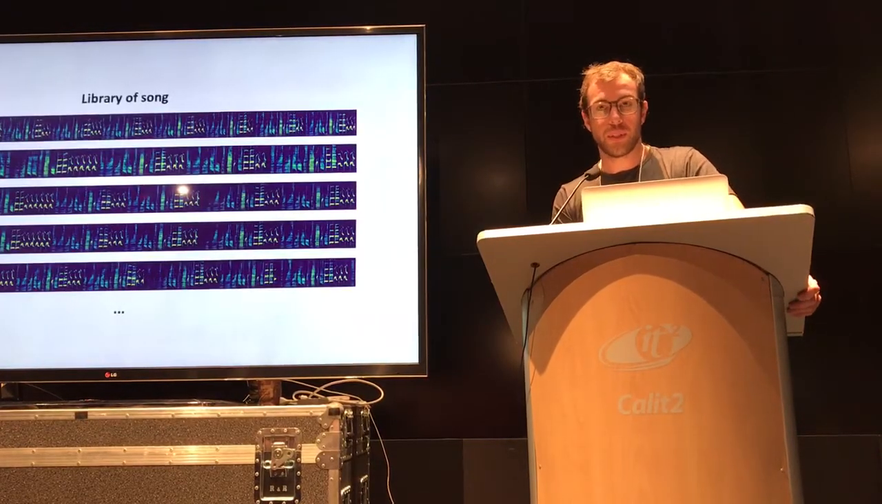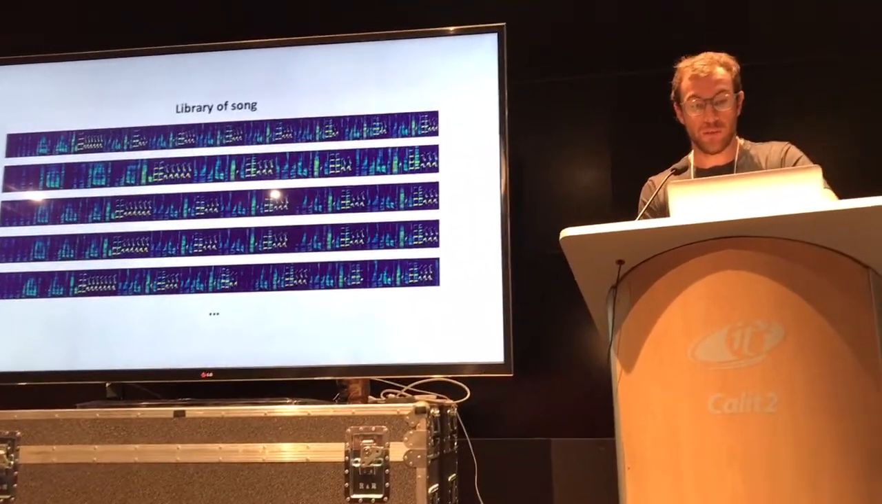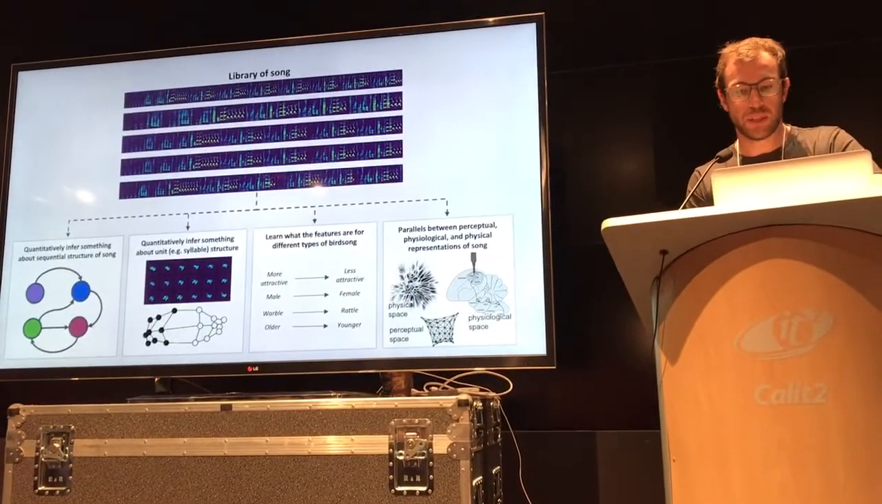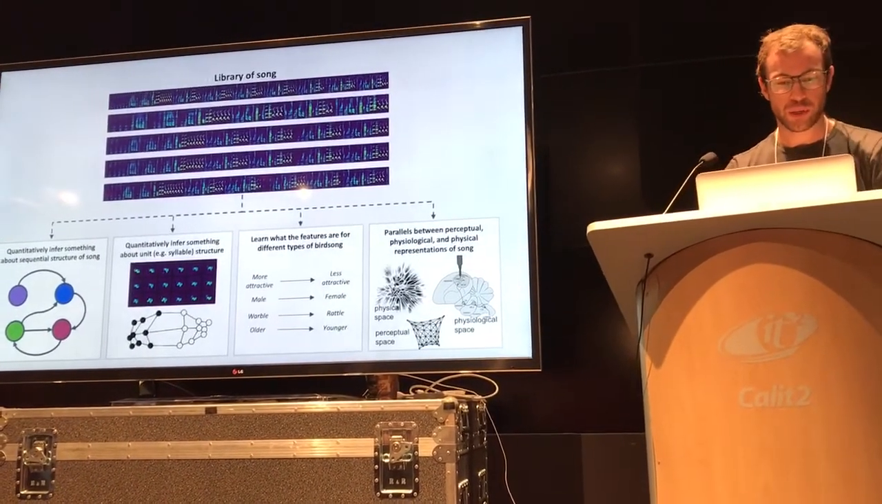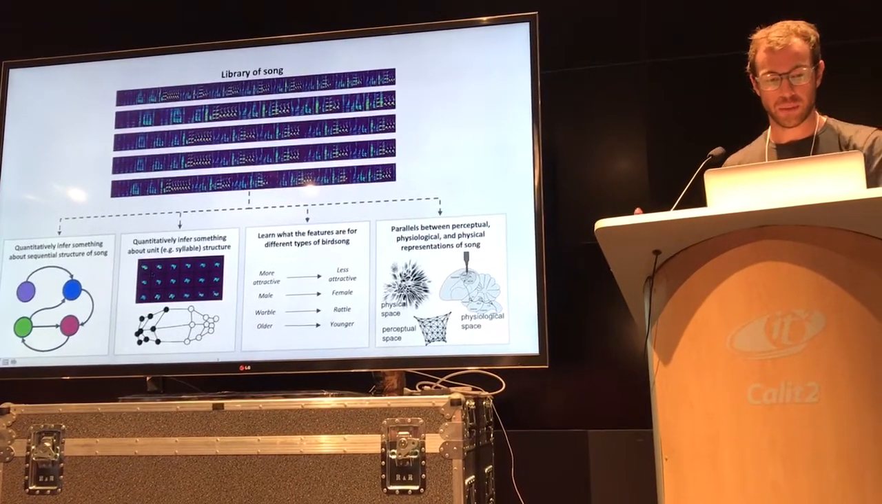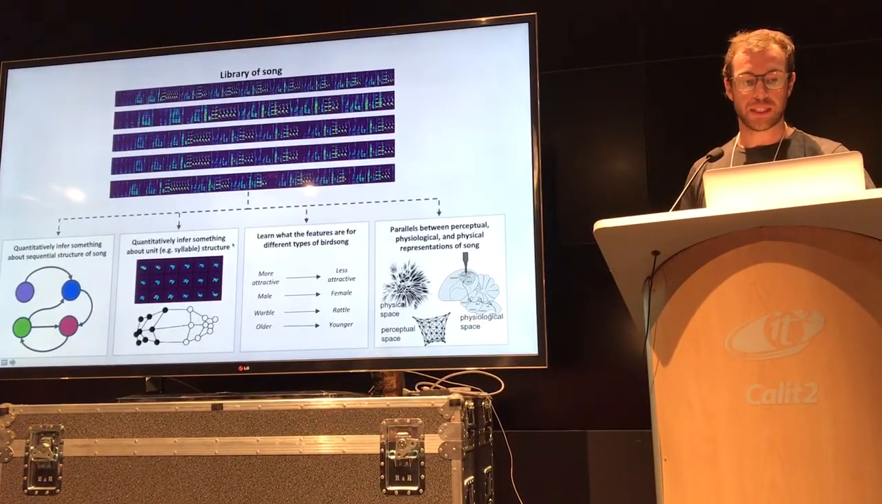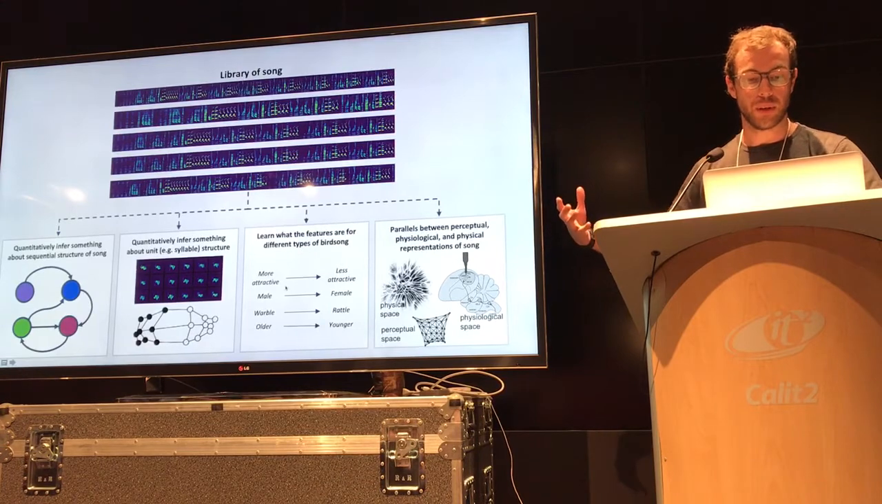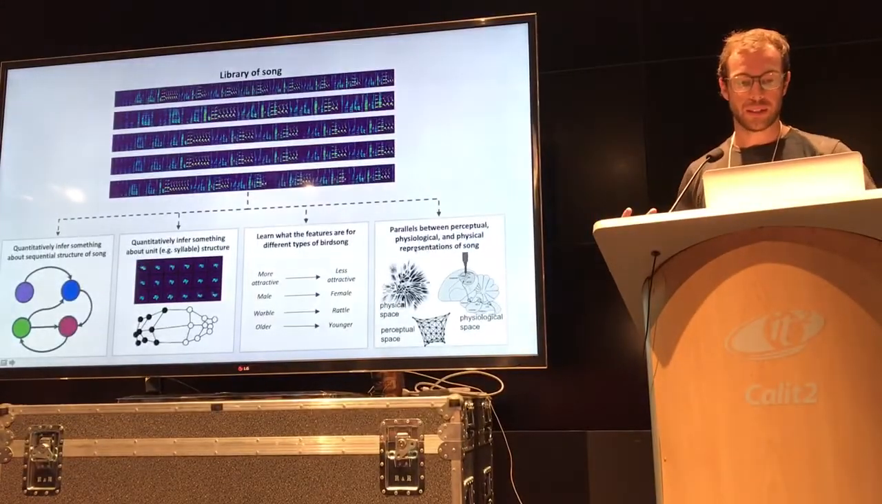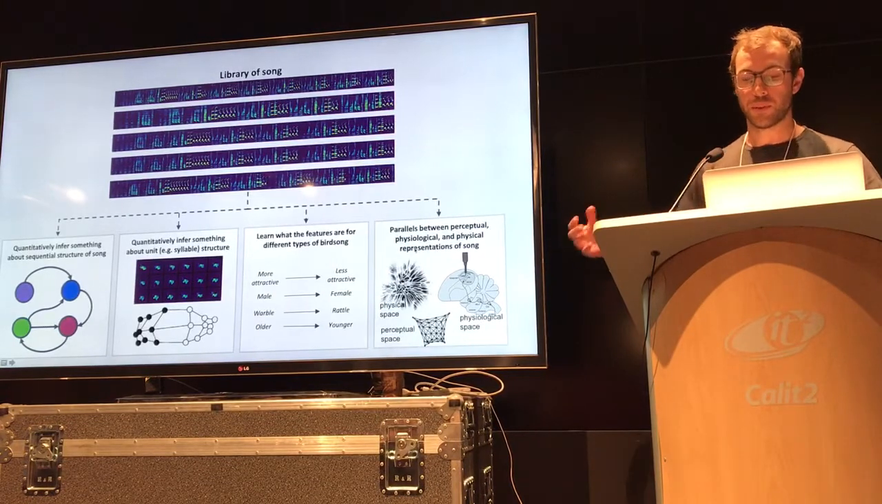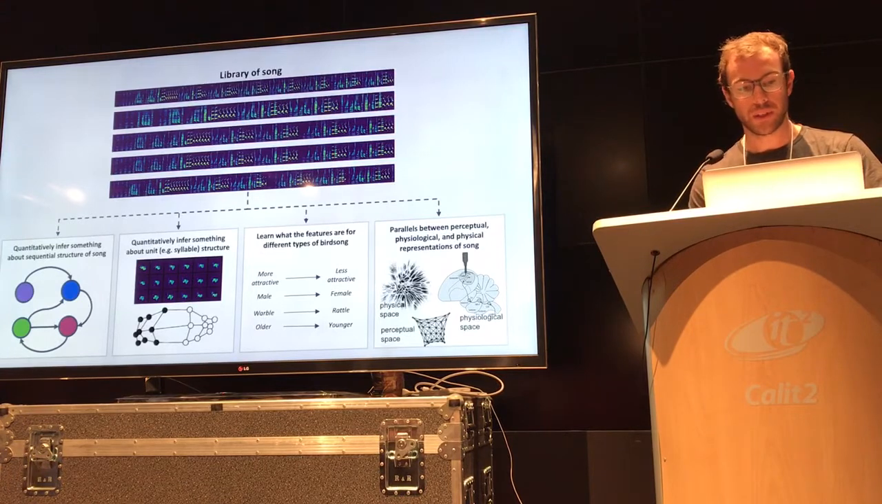Okay, so many of us here have these big libraries of birdsong, and we want to be able to use that song to learn some things. For example, about sequential structure of our song, things about syllables, categories, features that exist in our song, like how attractive a song is, as well as age and sex, things like that, and the parallels that exist, or the relationships between physical space, neural representations, and perceptual representations of our song.